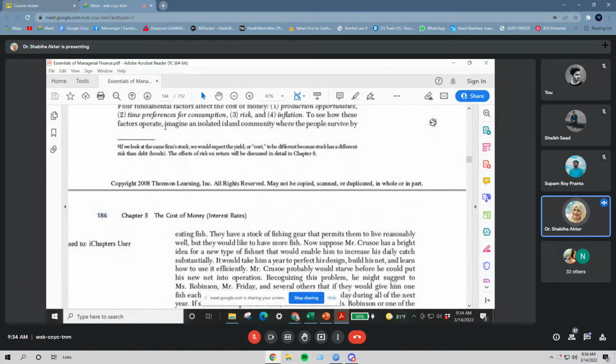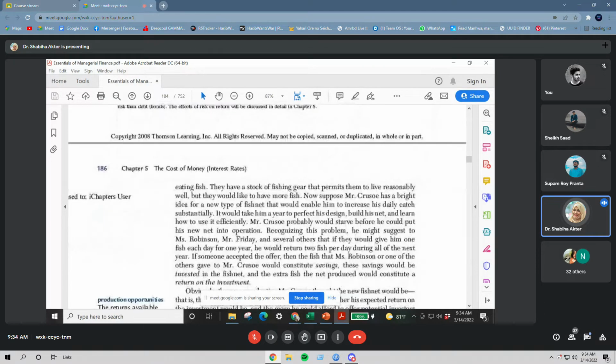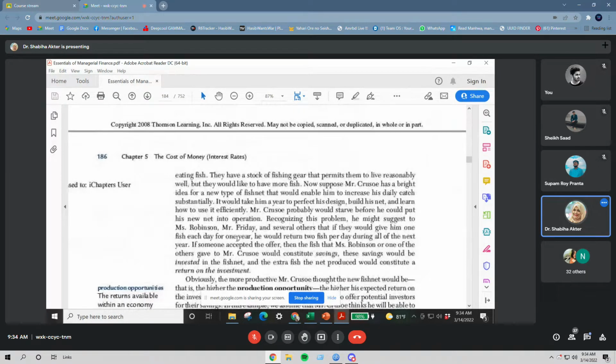Imagine an isolated island community where the people survive by eating fish. Okay, you need to imagine a place where there is nothing, but people can survive by eating fish. There is no other option for surviving. So they have a stock of fishing gear that permits them to live reasonably well, but they would like to have more fish.